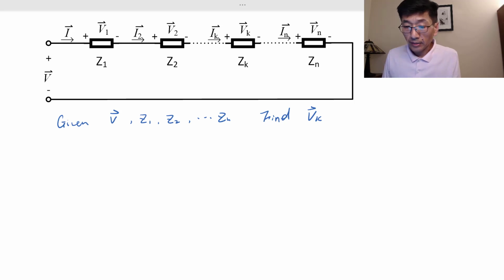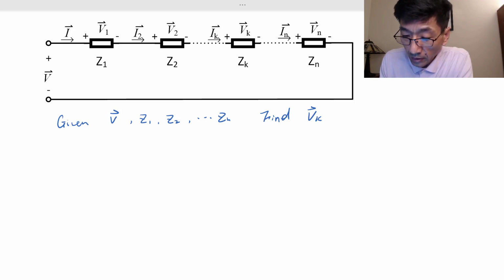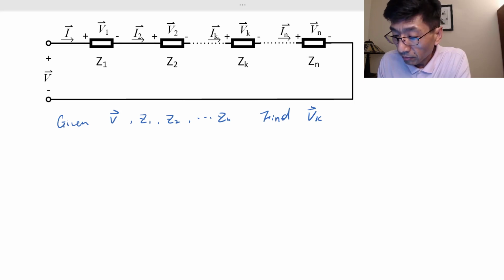Hey, let's look at the voltage division. So we have n elements. We assume the total voltage V and the n impedances are given, and we're trying to find the voltage V sub k across the kth element.